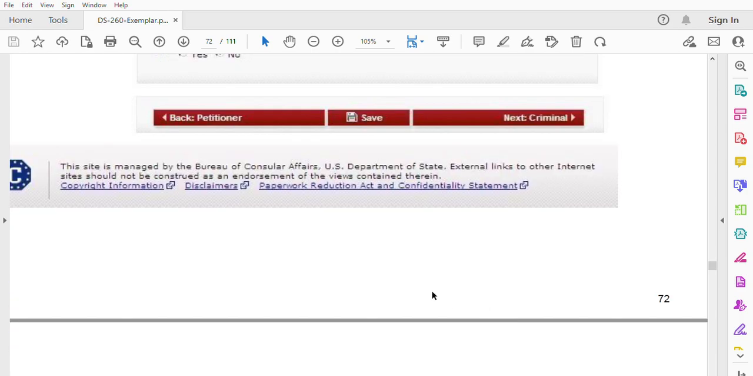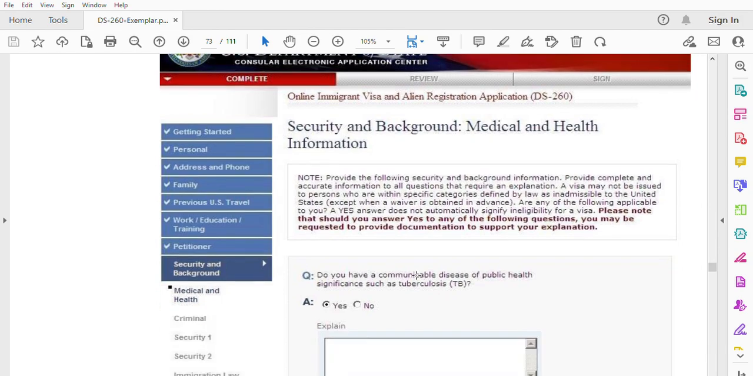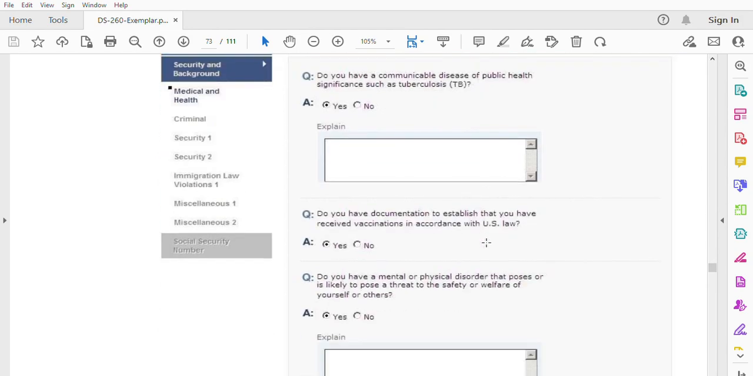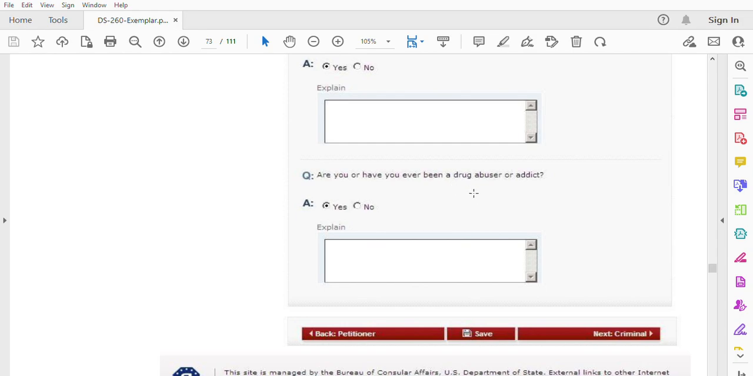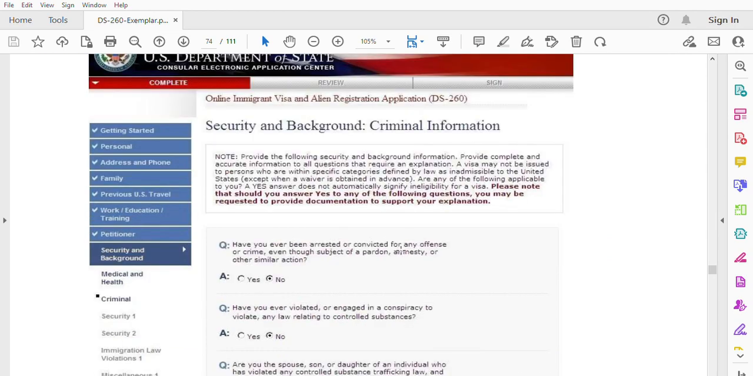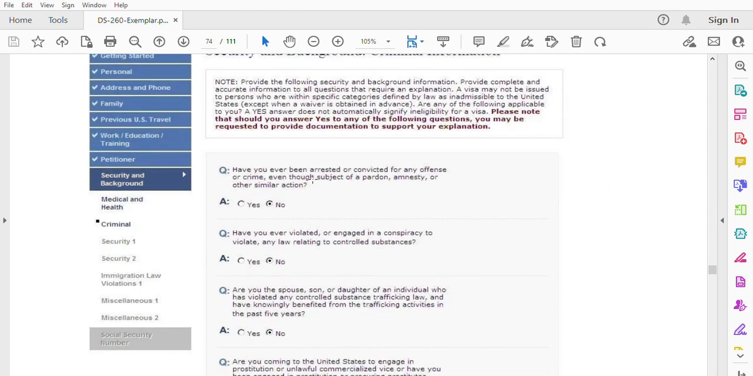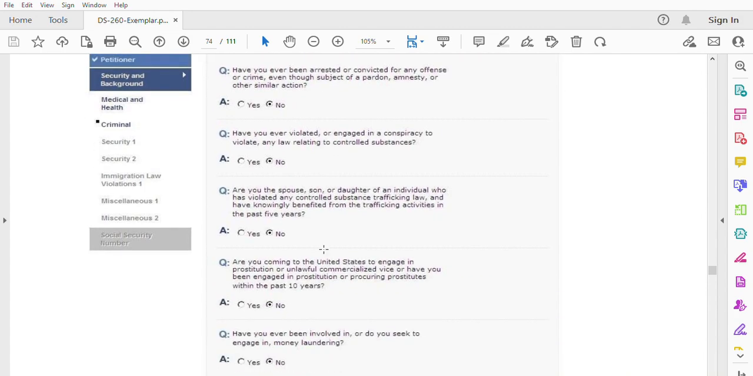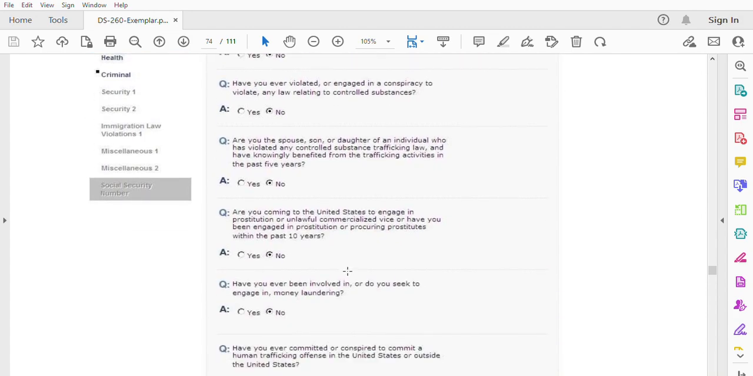Now we're gonna go to the next, criminal background. We're still talking about the same questions right here. Are you or have you ever been a drug abuser or addict? If you answer yes, you give an explanation right here. If you see no, you go to the next question. Have you ever been arrested or convicted for any offense or crime, even though subject to a pardon, amnesty, or other similar action? Here you can answer yes or no. Check the one that applies to you. It's very basic, straightforward questions.